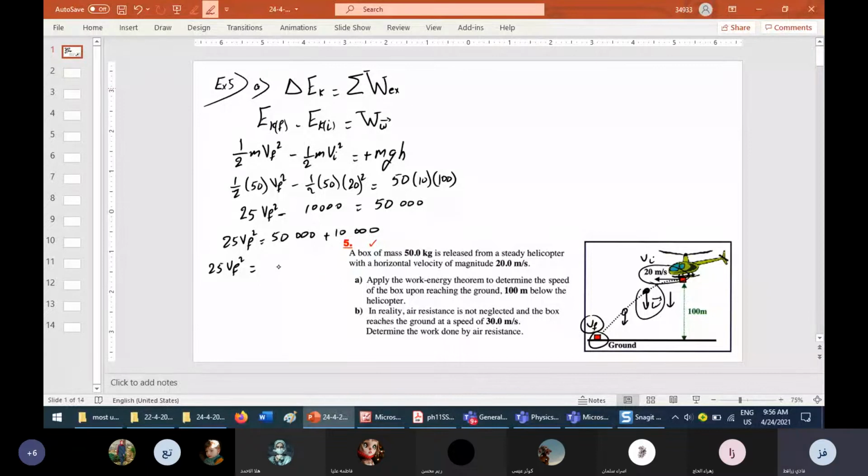I have to divide by 25 and remove the square by a radical. So it's 60,000 divided by 25 with a radical. Please somebody help me. 49, rounded. So it is 49 meter per second. This is the final speed of hitting the ground.